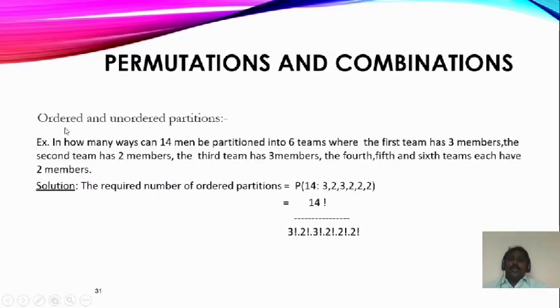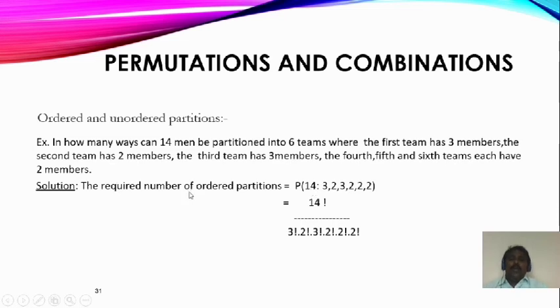So this is about permutation and combination. Now I have another topic, that is ordered and unordered partitions. Here he has asked: how many ways can 14 men be partitioned into 6 teams, where the first team has 3 members? Total members are 14. The first team has 3 members, the second team has 2 members, the third team has 3 members, and the fourth, fifth and sixth teams have 2 members each.